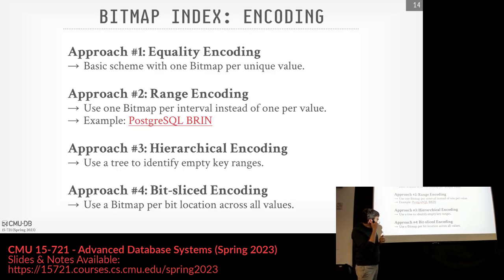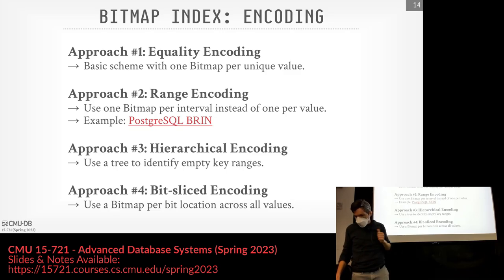Hierarchical coding is a way to use a tree structure to identify the empty key ranges and then not actually have to store them. We'll see that in the next slide. And then bit slicing is a way to maintain a bitmap for a single bit location within a value in a column, and then do a bunch of tricks to speed things up when you evaluate this. Bit slicing is a really neat idea from the 1990s. I don't think any system uses it, maybe Pinot or Pilosa, but we'll see the modern variation, bit weaving from Wisconsin, which does this very efficiently, which is pretty cool.